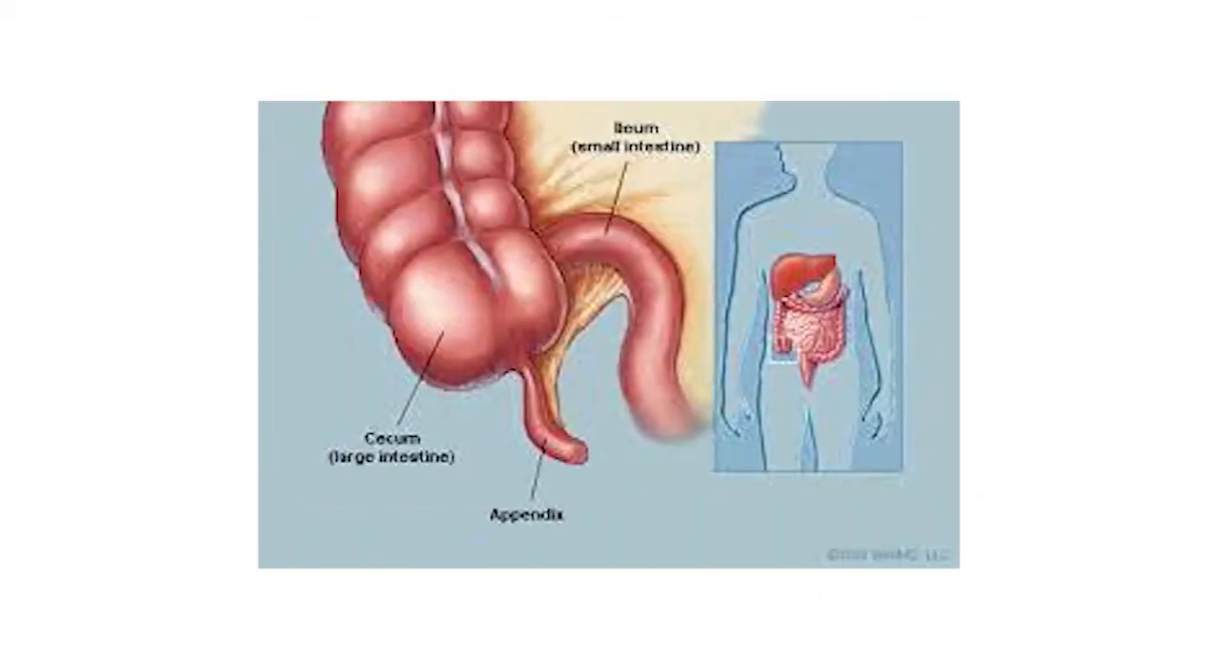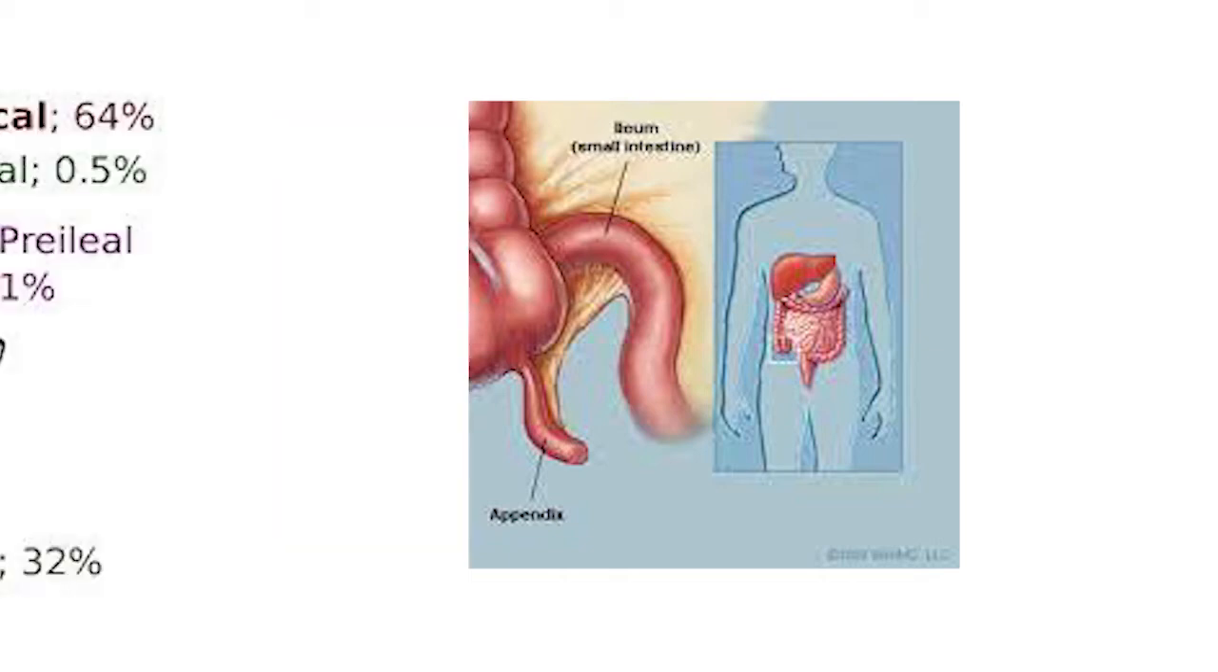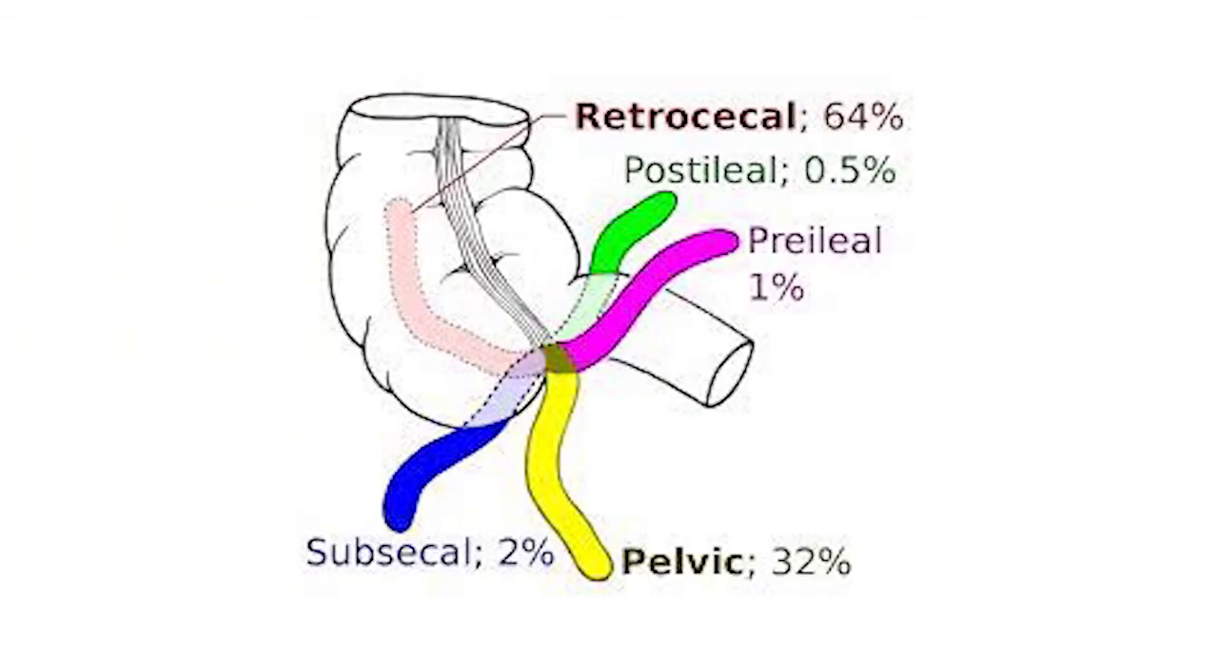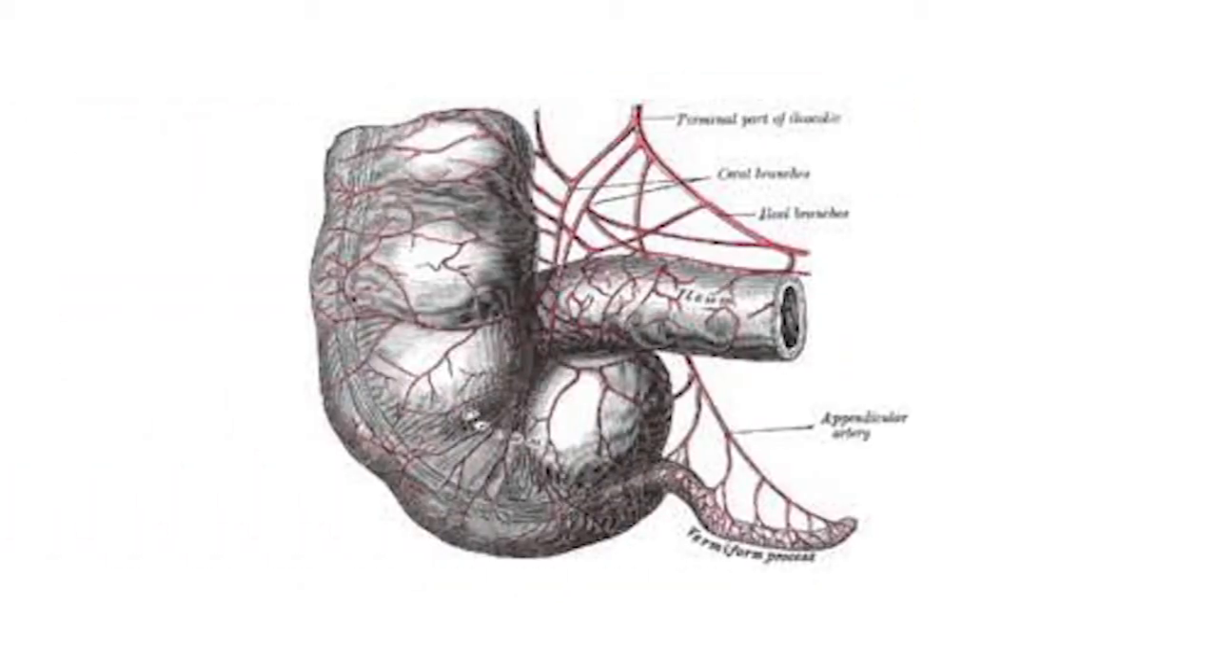Students, here is the image you can see on your screen. There is the ileocecal junction and the appendix as a tail of the cecum, the large intestine. You can clearly see the anatomy. Now this is another animated image showing the normal position of the appendix: retrocecal 64%, postileal 0.5%, preileal 1%, pelvic 32% and subcecal 2%.